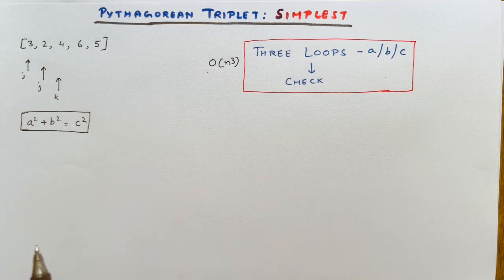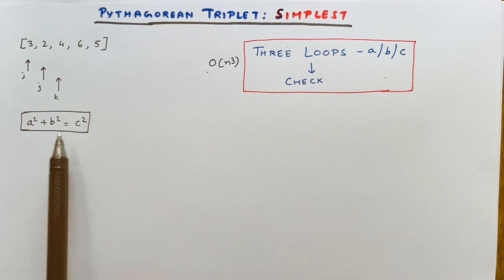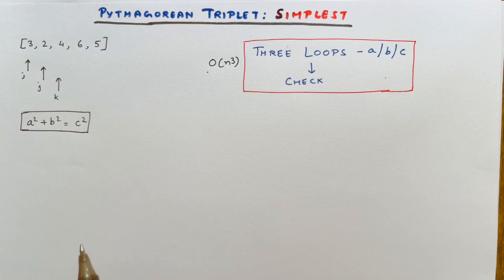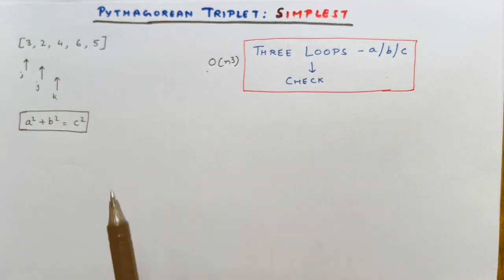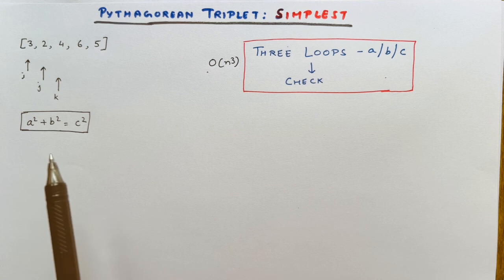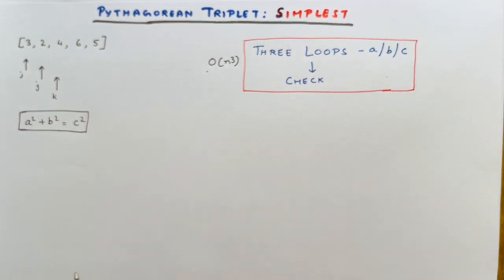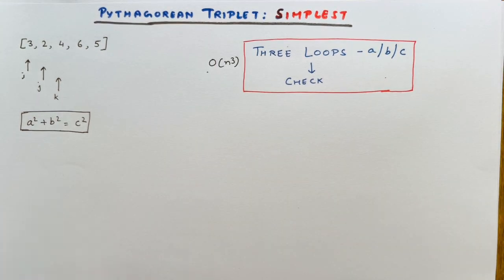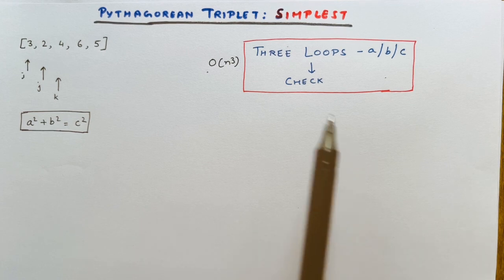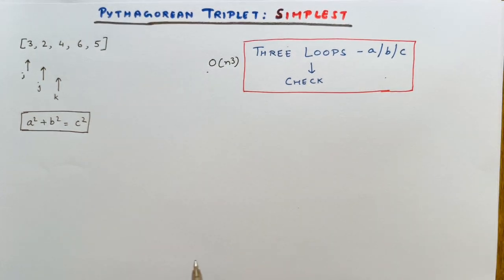We are given an array and the condition that we have to satisfy is this. So the simplest way is that we run 3 loops. We fix a, b and c as per the 3 loops, and then we check the condition a square plus b square is equal to c square. If we see that the condition is satisfied, we return true, and if after all the iterations the condition is not satisfied, we return false.